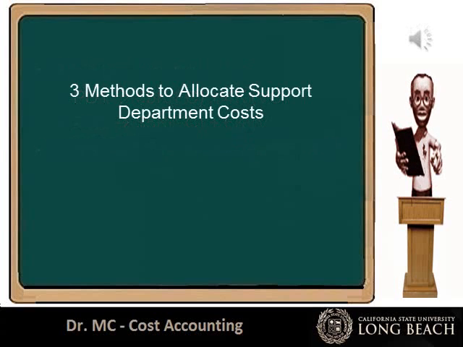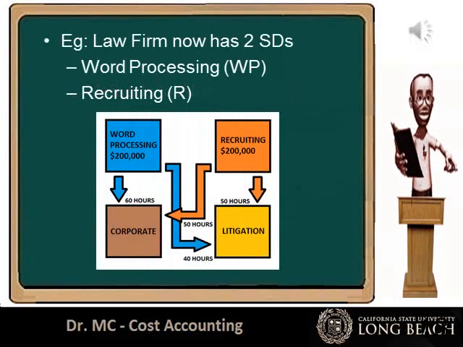When a firm has more than one support department, and the support departments do work for each other, the allocation of support department costs can be very complicated. A firm may use one of three methods to handle the issues raised when dealing with this situation. The fact that a firm has more than one support department in itself is not complicated.